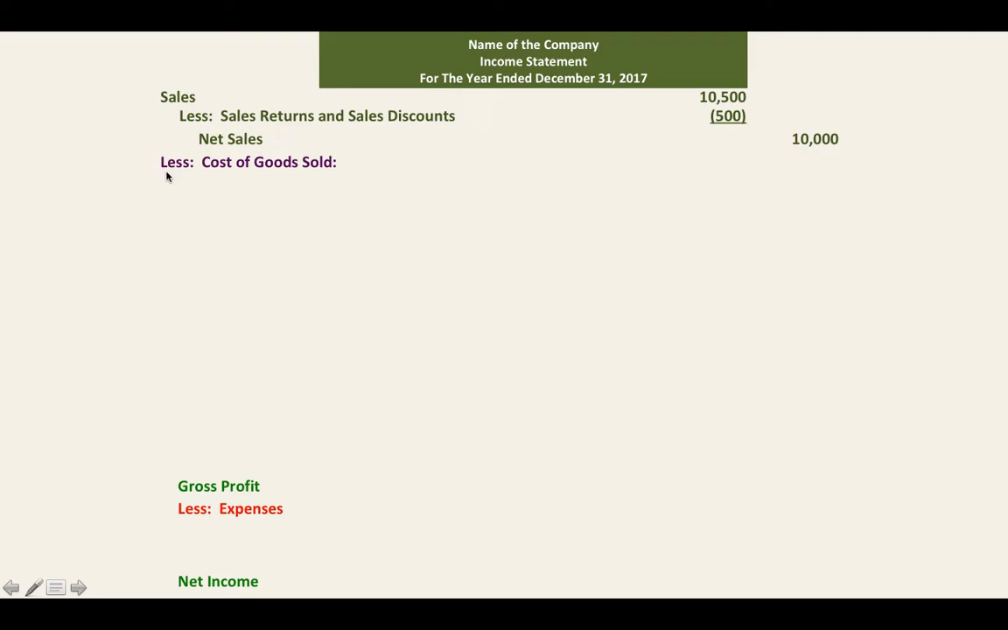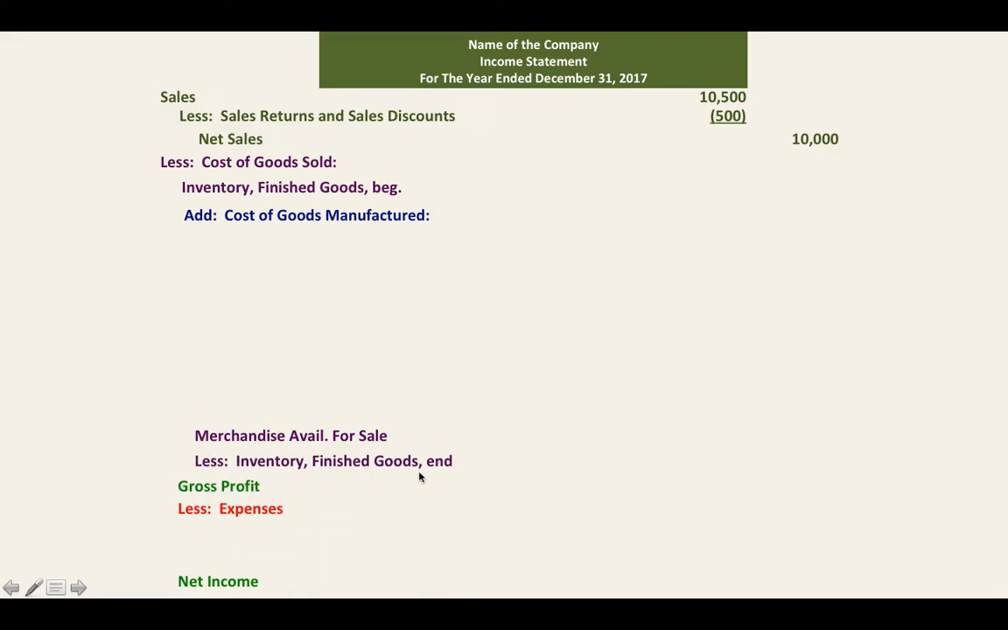Now, the cost of goods sold. From sales, we will deduct the cost of goods sold. The cost of goods sold, again, as presented, is computed by adding the inventory of finished goods beginning to the cost of goods manufactured, and that will give you the merchandise available for sale. Then you deduct the finished goods inventory and that will be your cost of goods sold. Assuming that our cost of goods sold resulted to 6,000, sales less cost of goods sold will give you your gross profit of 4,000. To complete it, less expenses, assuming that our expenses is 1,900, our net income is 2,100.